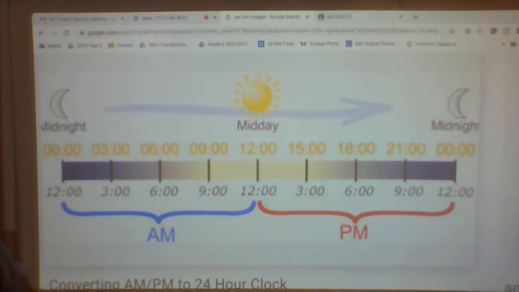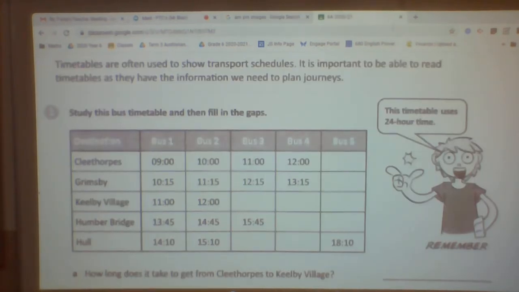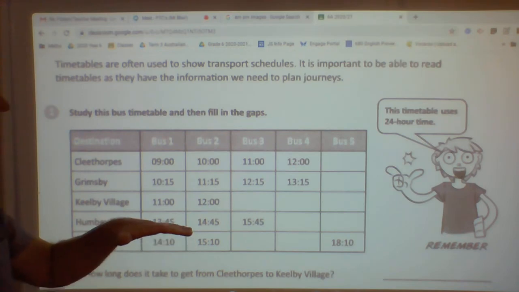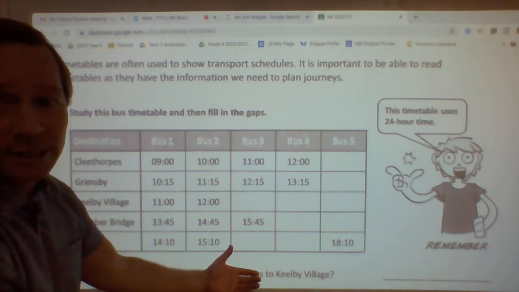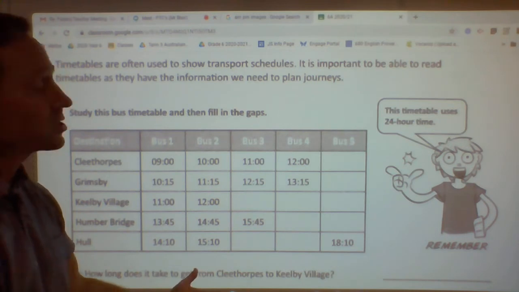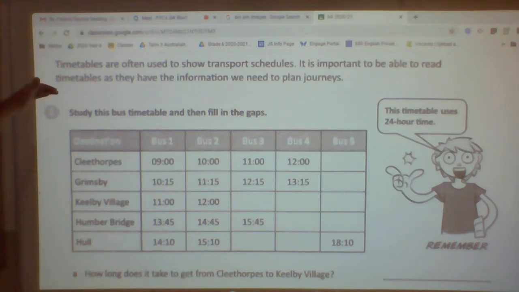We'll now look at how we can apply this to some of our work here. In our Mathletics booklet, this timetable uses 24-hour time. They're often used to show transport schedules. It is very important to make sure you can read it, just in case you go on a trip somewhere, you need to know what terminal it is or what bus you need to catch and what time. So when we're planning our journeys, we need to understand this.